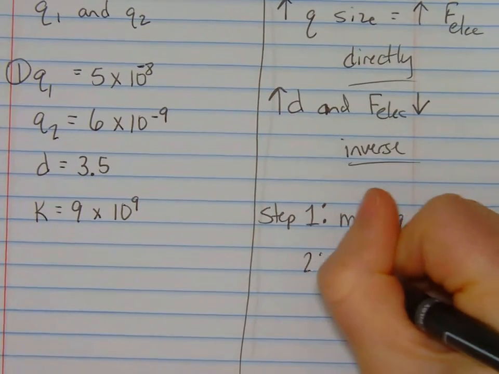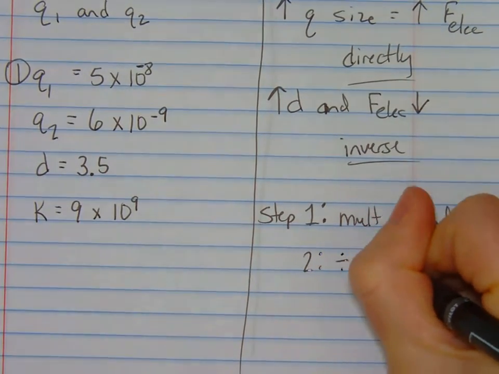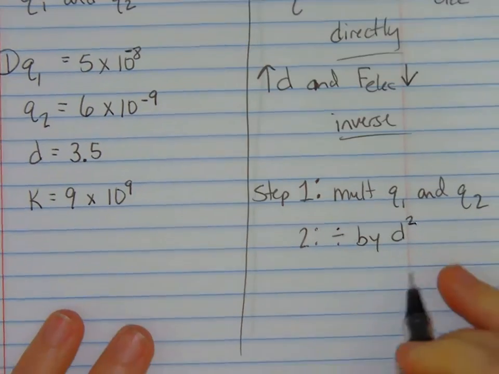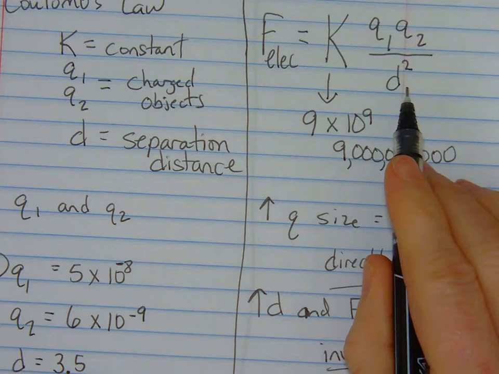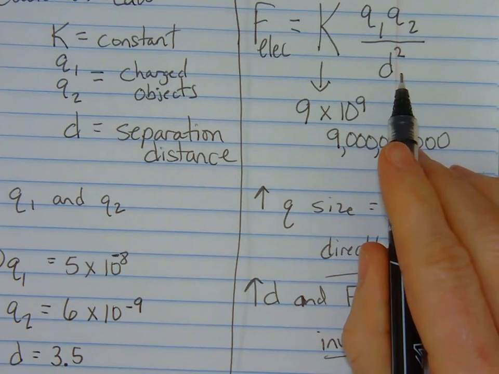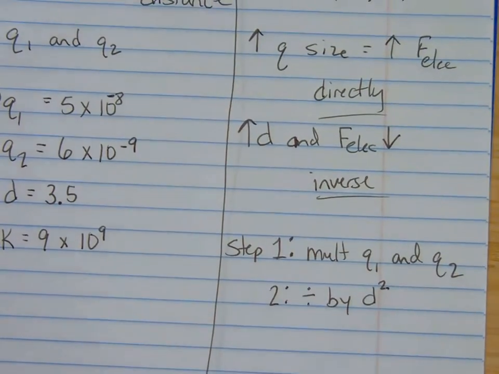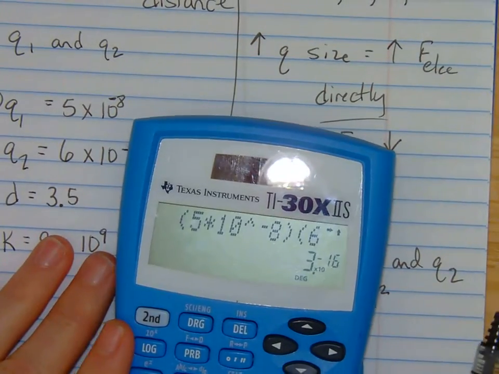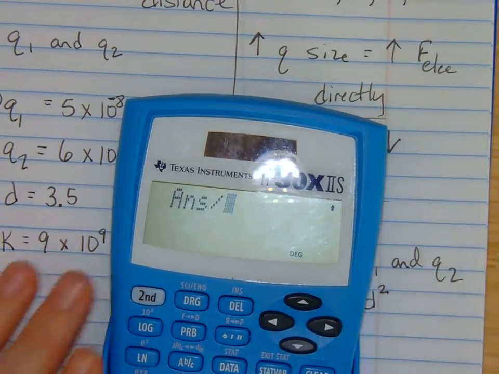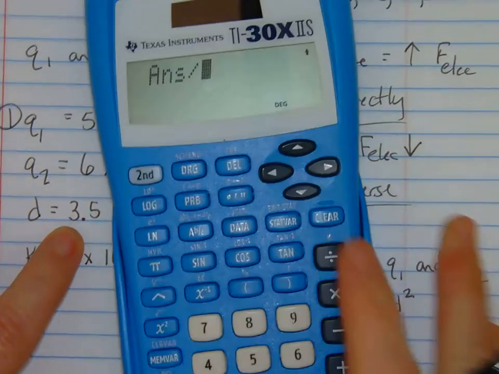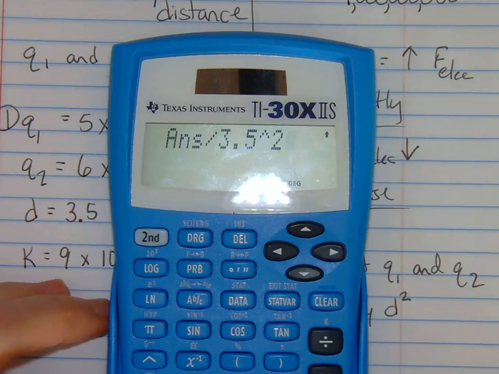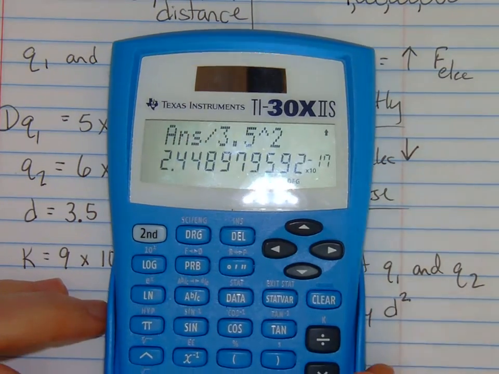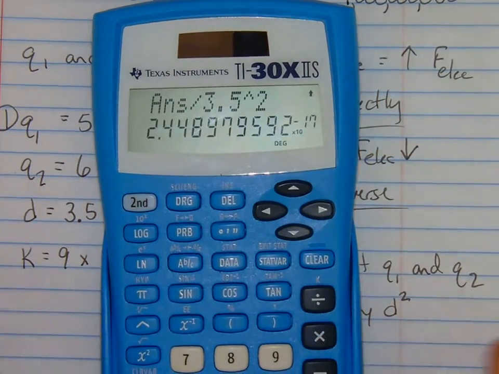Step 2 is to divide by the distance squared. Don't forget the squared. It is in the equation. That's a common question: why, Lentz, why do we divide by distance squared? Because that's just the equation. So we already have our answer stored in there. Divide by our distance, which is 3.5. So we're going to say 3.5 caret 2. We hit enter. Big ugly number. Doesn't matter. We don't need to write that down either.